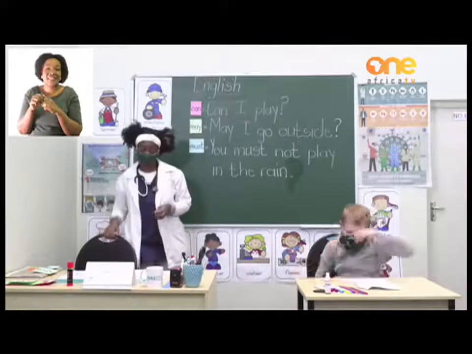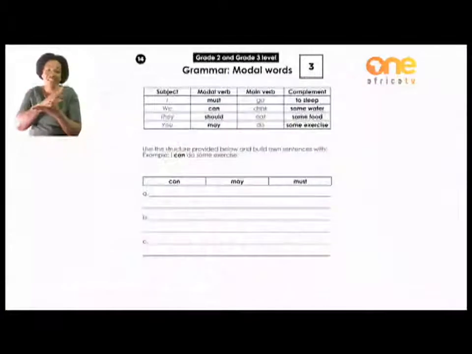Now let us quickly go back to our page 14. And look at our different modal words that we are having there. For example, in the first column, we have the subject. In the second column, we have the modal verb, main verb, and the complement. For example, I will only read for you the first sentence. I must go to sleep. So it's something that you are ordered to do. You must go to sleep. For example, maybe you are having school tomorrow, so you must go to sleep.